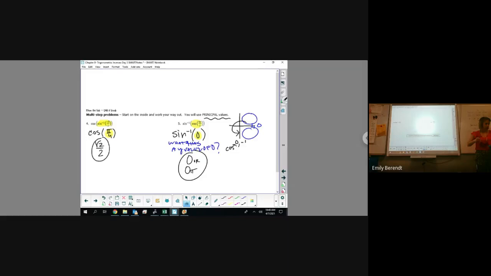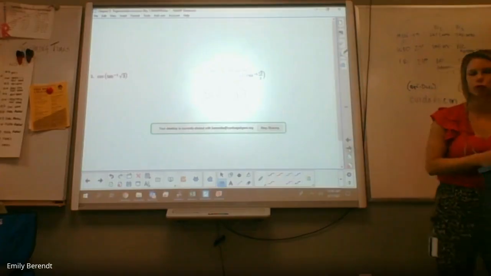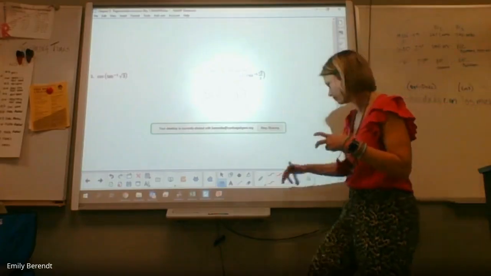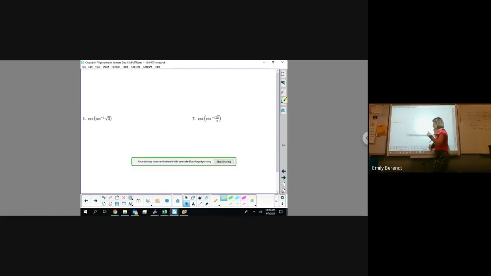Number 6, the cosecant of inverse tangent of root 3. What is the inner function? Because you always start with the inner. Inverse tangent of root 3. So you've got an inverse trig word followed by a ratio. That gets replaced with a what? It's equal to an angle. Yeah, an angle. So you have to figure out what angle has a tangent of root 3.